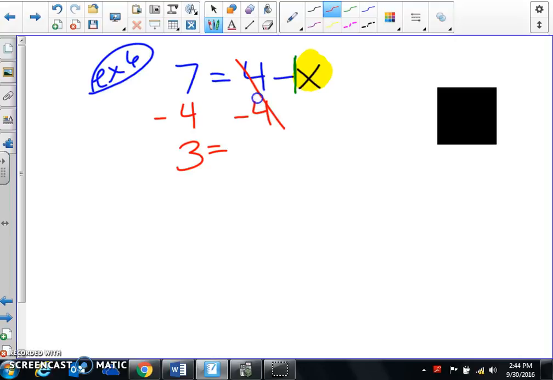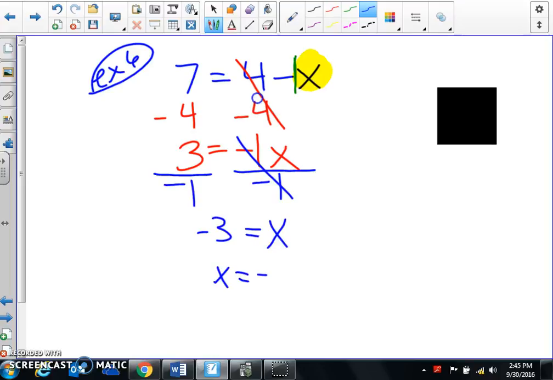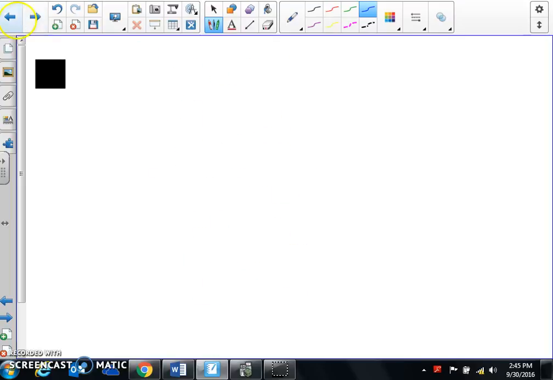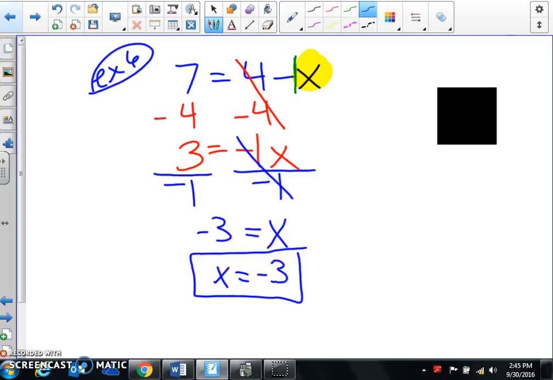And then I'm going to drop down the negative 1x. And then that's negative 1 times x. The opposite of multiplying by negative 1 is dividing by negative 1. Leaving me with 3 divided by negative 1, which is negative 3. All right, that's it. So those are all the different kinds of 2 steps that you could have.